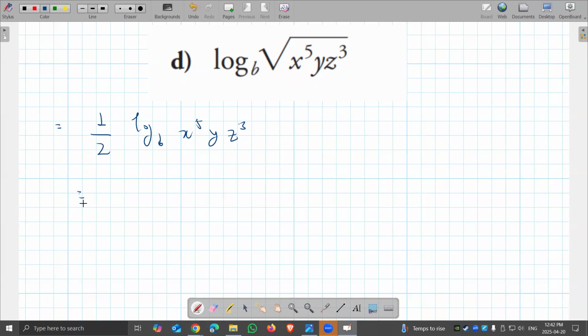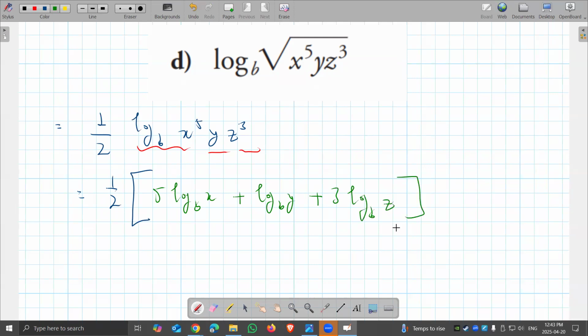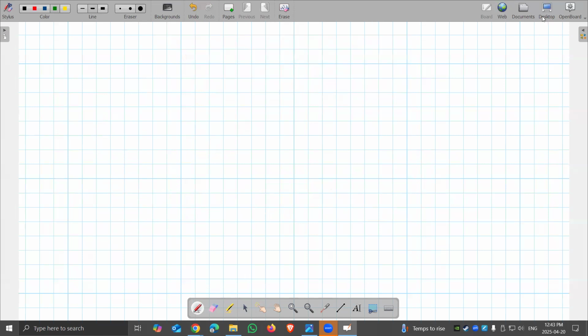The product rule. Now look at this. 1 over 2, bracket open. There's going to be 3 logs. Look at x power 5. I'm going to do this in one step. It'll be 5 times log base b of x, plus y doesn't have an exponent. Z does. That 3 will come outside, and you're done. It's that easy. And I guess you could throw the 1 over 2 in there, so this becomes this. And that would be the final answer. Cool? Two steps, not that difficult.